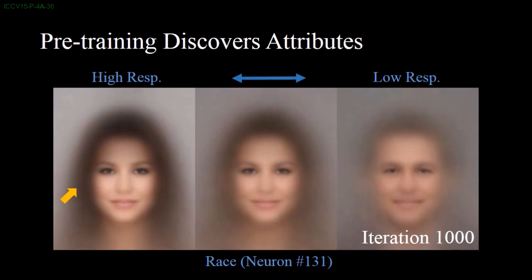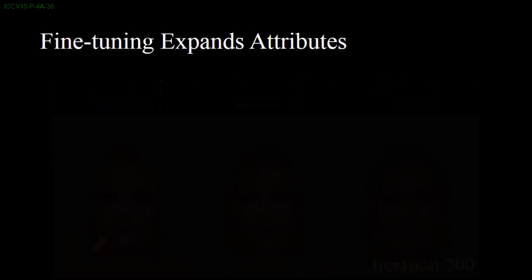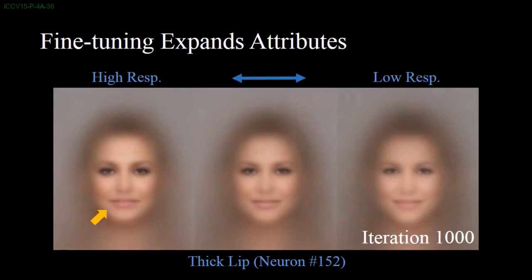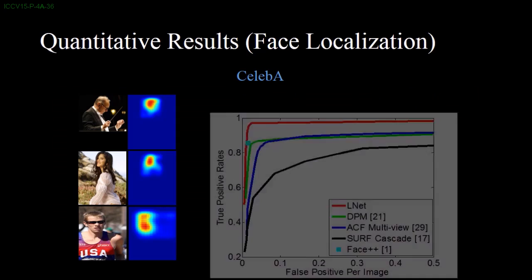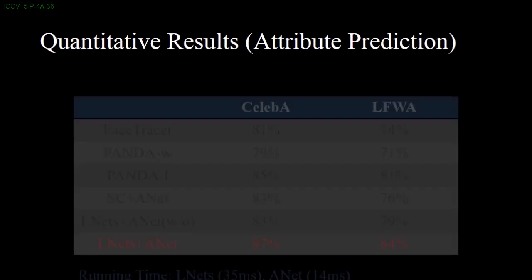Pre-training with identities discovers attributes such as race. Subsequent fine-tuning expands attributes such as thick lip. Our approach achieves state-of-the-art performance both in face localization and attribute prediction.